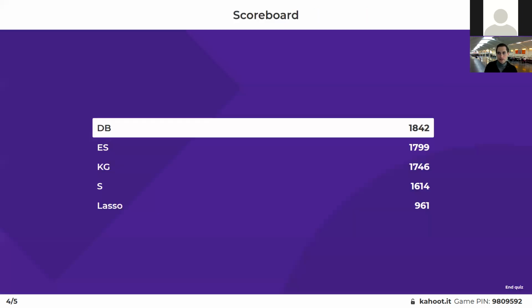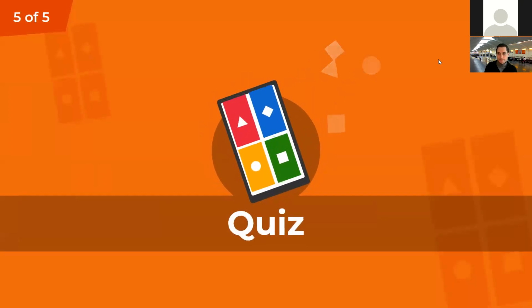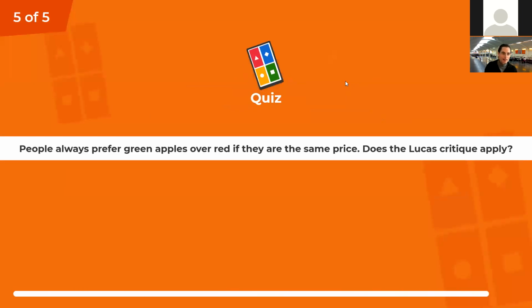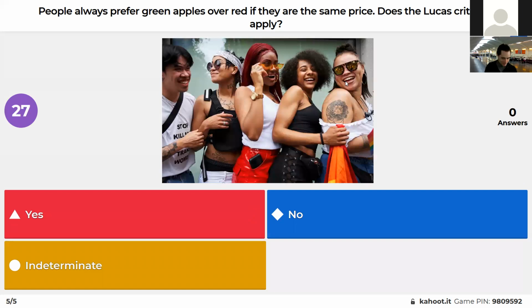So let me do that one first. People always prefer green apples over red if they're the same price. Does the Lucas critique apply? If I take that as a fundamental, I've seen that that's always true, I take it as a fundamental aspect of the economy. Am I okay relative to the Lucas critique?